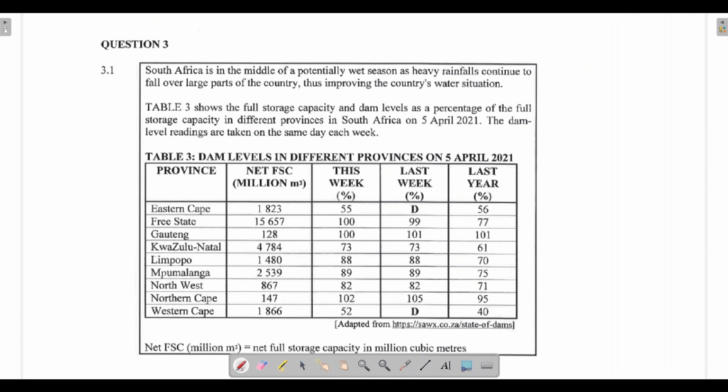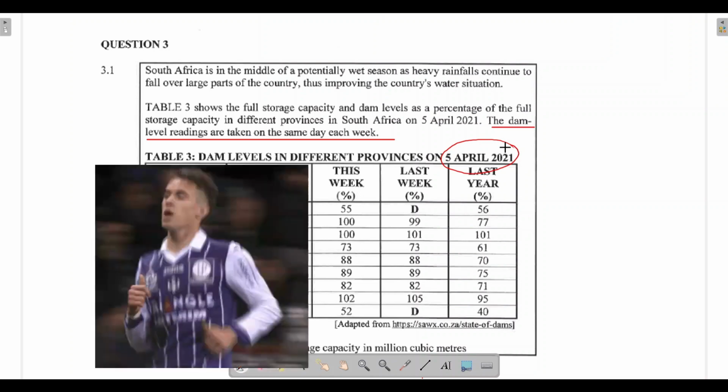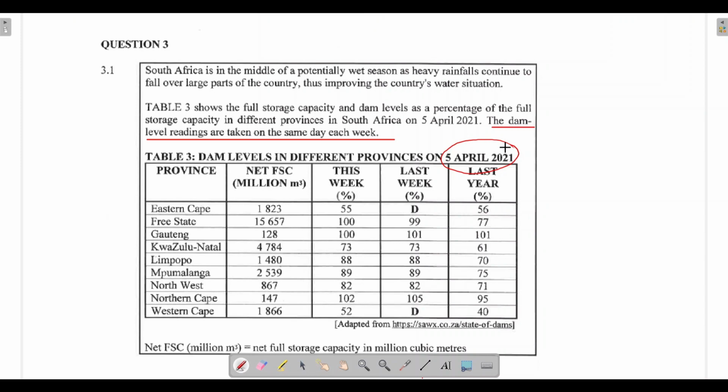We are given very important information here as we were busy reading this paragraph. We were told that the dam level readings are taken on the same day each week, right? So if this week the dam level readings were taken on the 5th of April 2021, when were the dam readings taken last week? So we need to go back 7 days, because a week has 7 days. We need to go back 7 days to then determine the date that the dam level readings were taken last week.